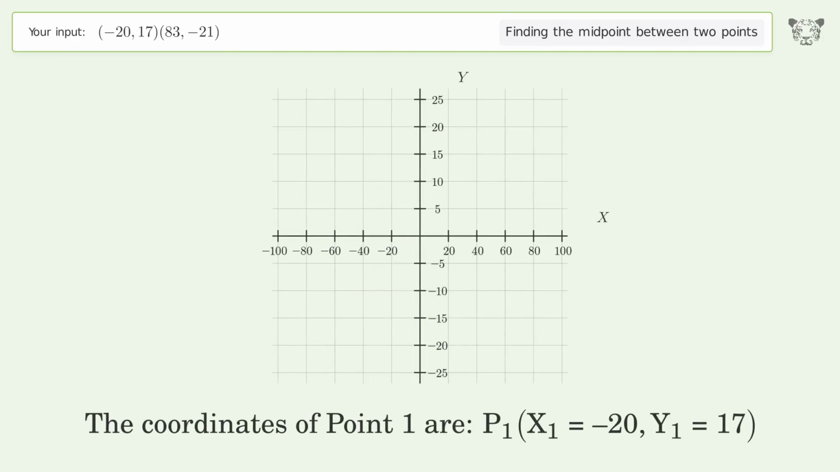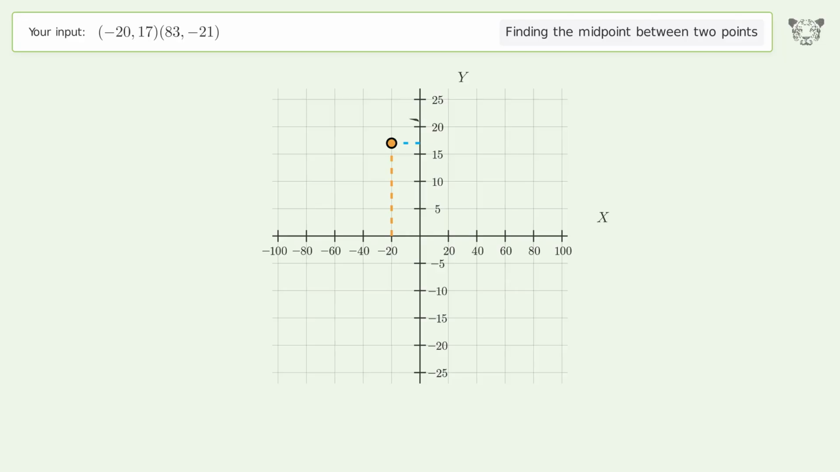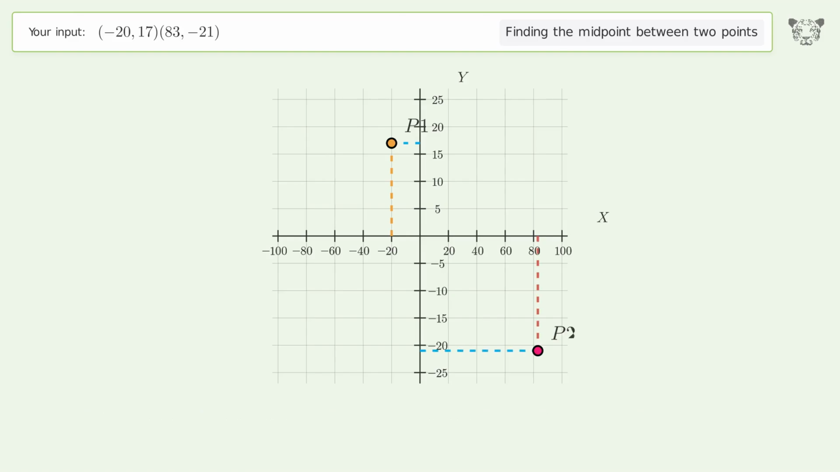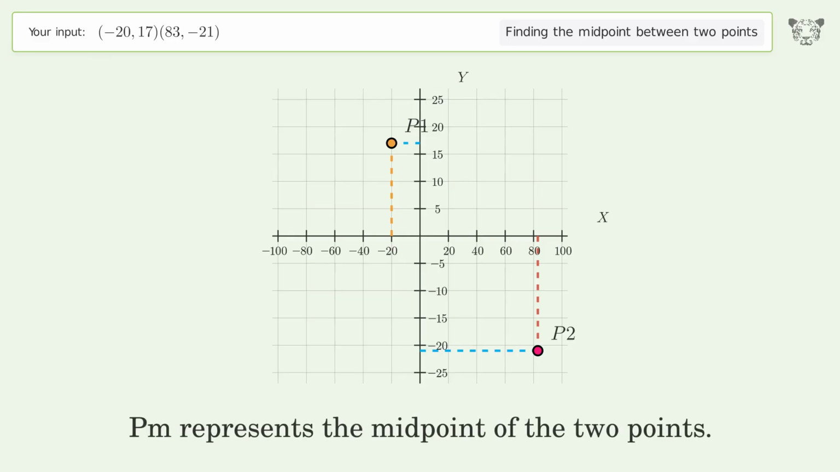The coordinates of point 1 are x1 equals -20, y1 equals 17. The coordinates of point 2 are x2 equals 83, y2 equals -21. PM represents the midpoint of the 2 points.